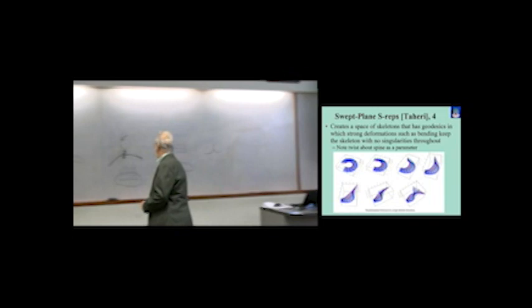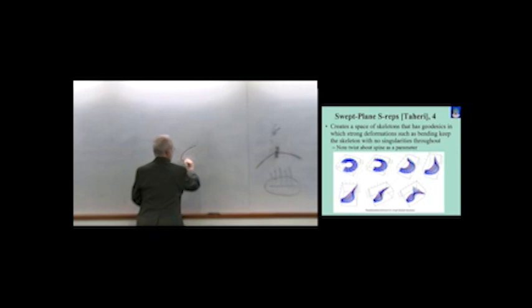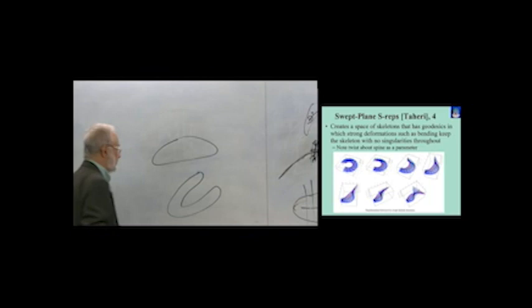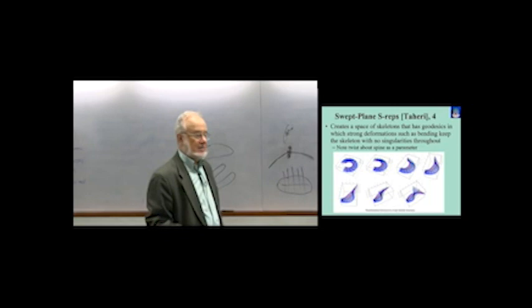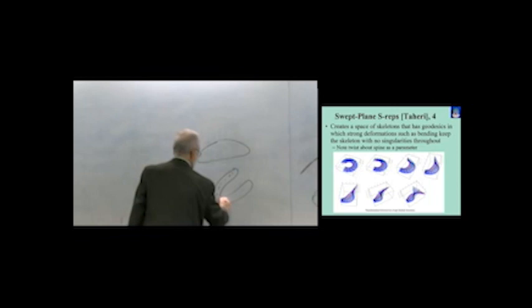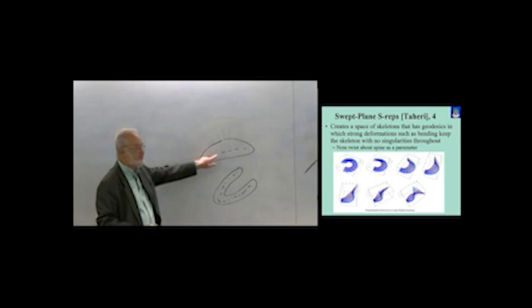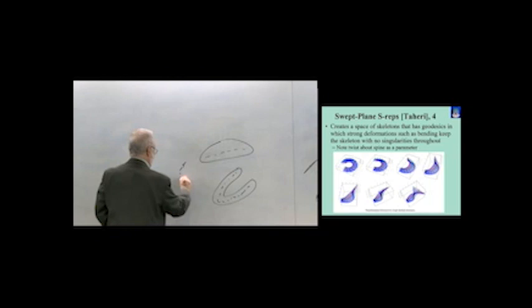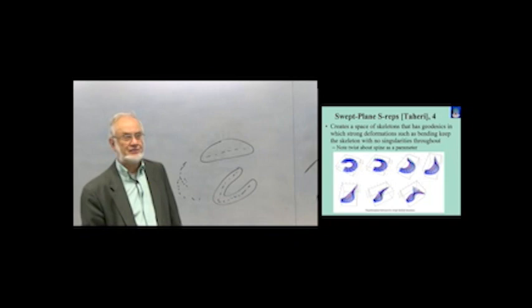The final problem is this: when you run a diffeomorphism between something that looks like this and something that looks like that, what you want to get is a skeleton that bends smoothly from here to here, and that doesn't on the way do something like that, that has some kind of self-intersection.